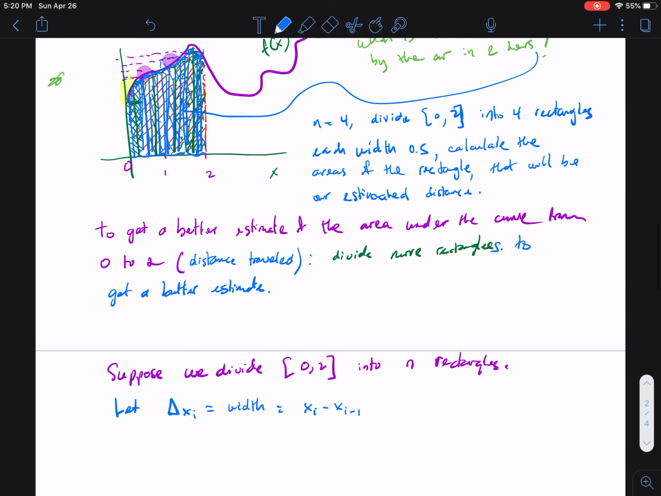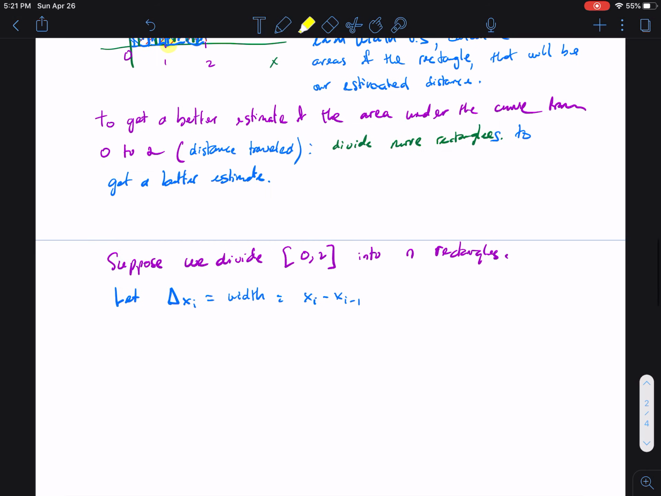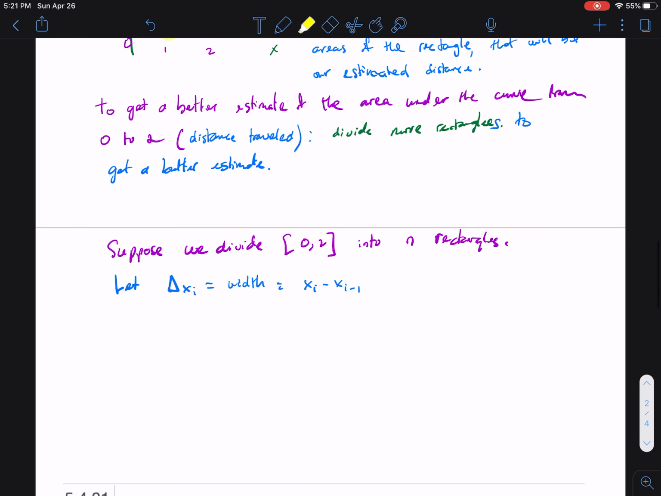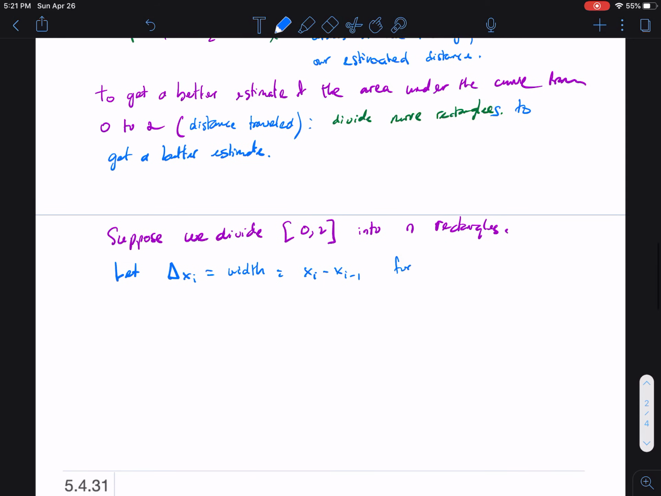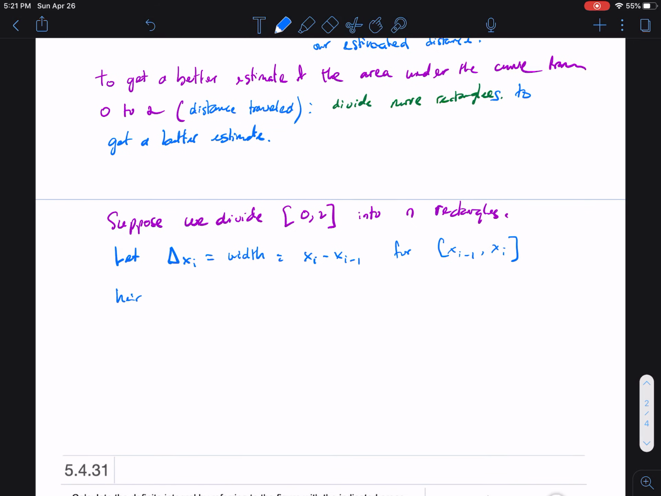So it's kind of like right there in the middle, right? i is just an arbitrary index. So just that tiny rectangle right there in the middle, and let that be the width for the interval x sub i minus 1 to x sub i. Then the height will be f of x sub i, whatever that turns out to be. You plug that into the function.